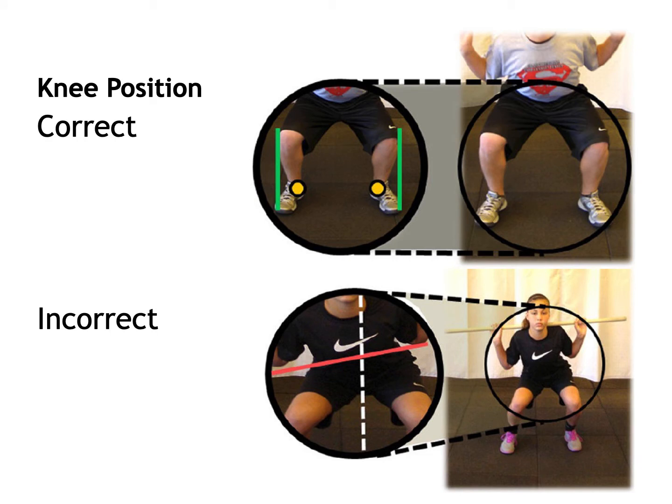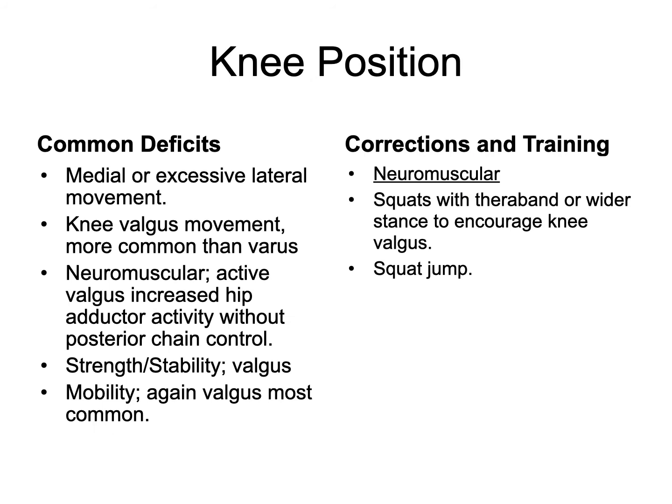With your knee position, you're primarily screening this from the front. But again, you're looking for excessive medial or lateral movements, and you're ideally looking for symmetry with the knees over the toes, as a basic screening tool. Your valgus movement with the knees coming in tends to be more common than your varus movement. And again, a nice simple slide showing deficits and common simple correction techniques you can do to correct this.